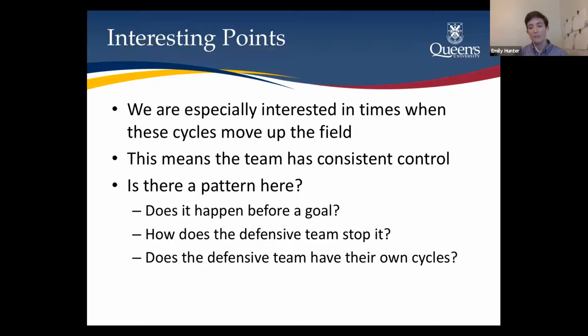And we also want to know if we can find a pattern in these cycles. So right now, we're looking to see if there's any correlation between the cycles and a goal. There might be, there might not be. We haven't had any definitive results yet. But if we do end up finding that these cycles are dangerous, we want to know if there's a good strategy for the defensive team to stop them, and if there's any good strategy or formations that will help create the cycles. And another interesting point is the defensive team can have their own cycles, and that's something that we've been looking at too in the context of basketball.